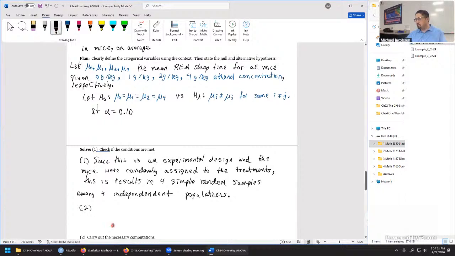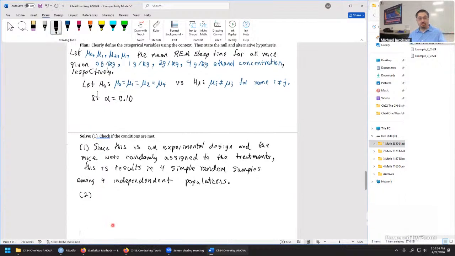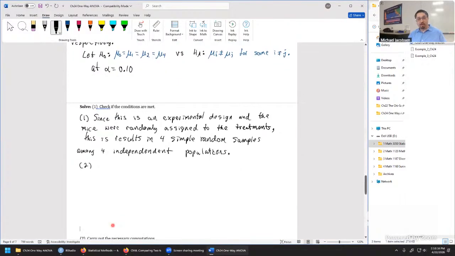So that's our just fast write up of randomization. We absolutely have the independent populations, and they are qualified simple random samples due to the bona fide experimental design. Condition 2 is a check for skewness and outliers. But as far as skewness goes, look how small our sample sizes are.